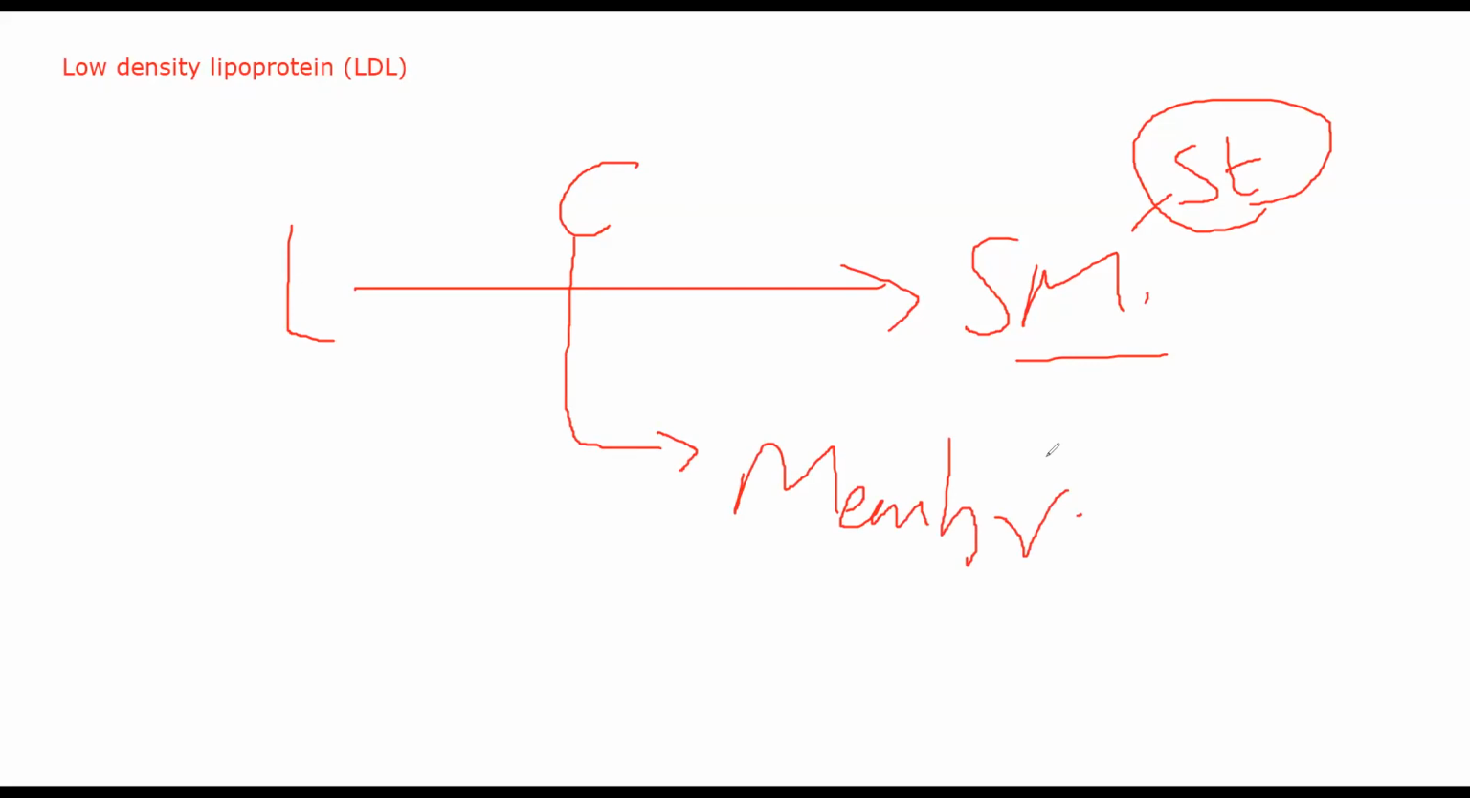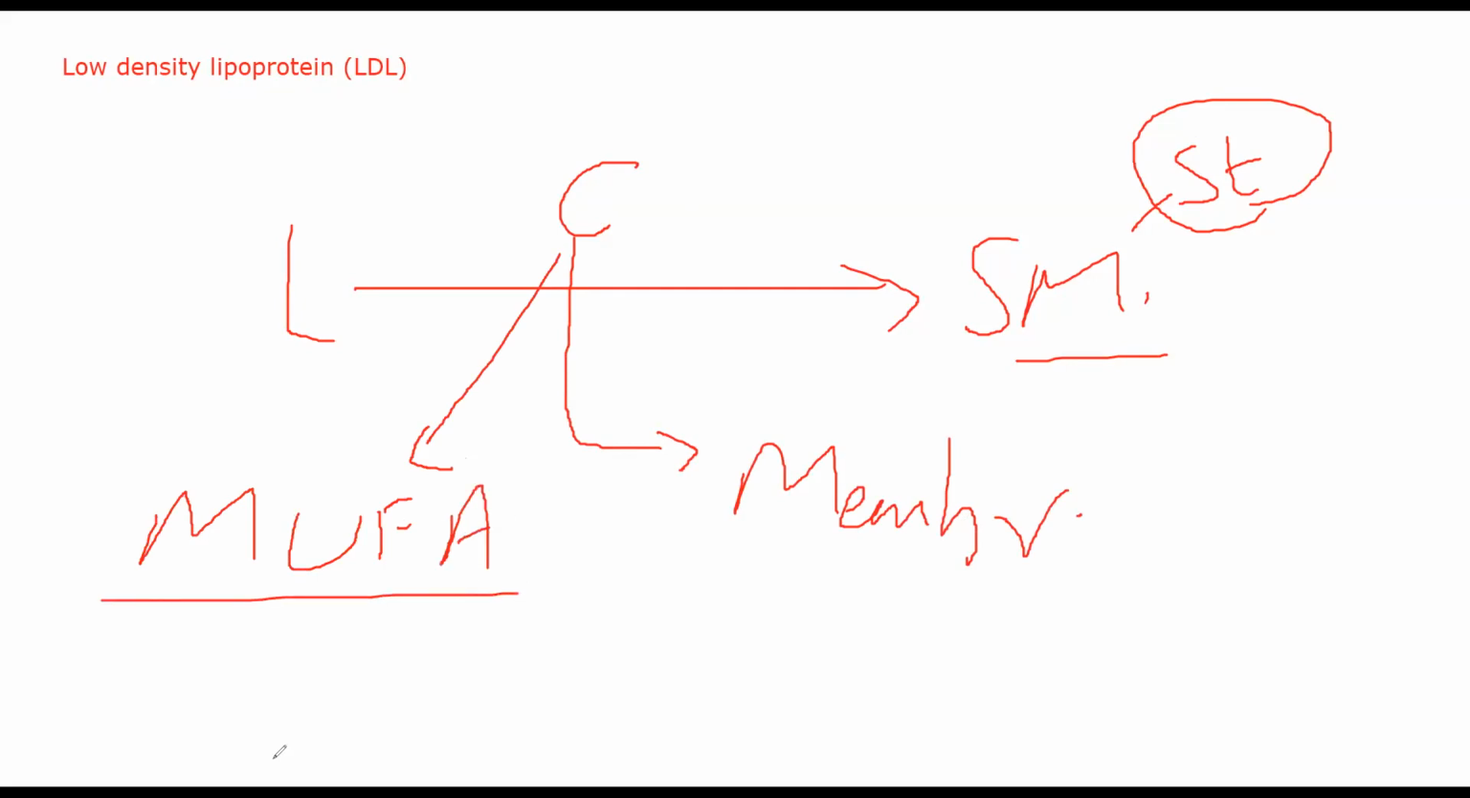Other than that, some amount of cholesterol which is left over after doing both of these will get esterified. After getting esterified, it will form something called monounsaturated fatty acid. A single double bond will be present, that is why monounsaturated fatty acid. And this monounsaturated fatty acid is stored for future use. So this is the fate of your cholesterol.